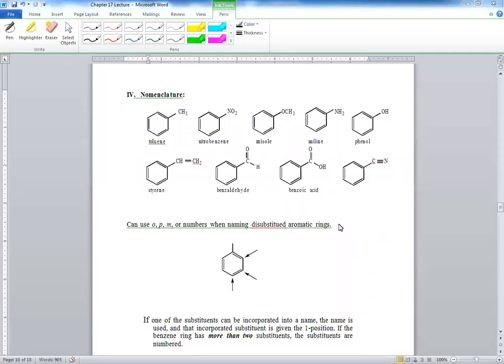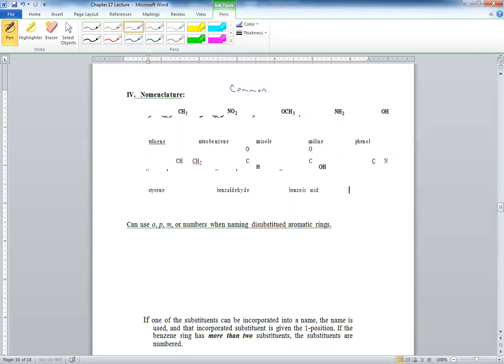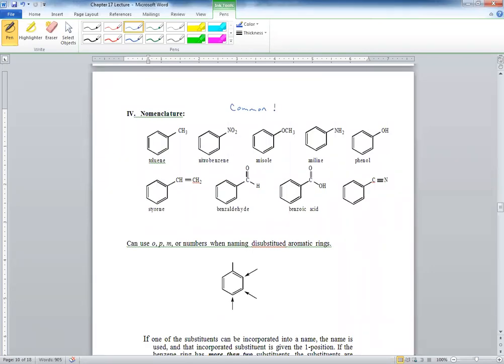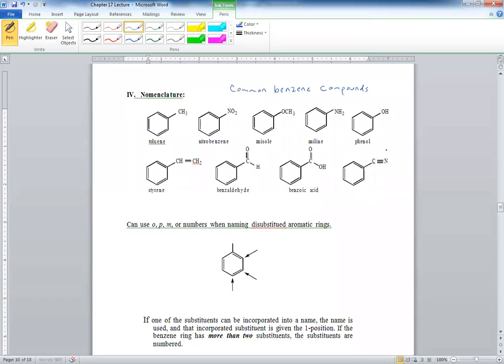We're only going to discuss nomenclature of aromatic compounds or benzene in a very, very brief fashion. What you need to do is remember the names of these compounds. They used to have what we call common names. So we're going to say common benzene compounds. You're going to have to remember every single one of these.